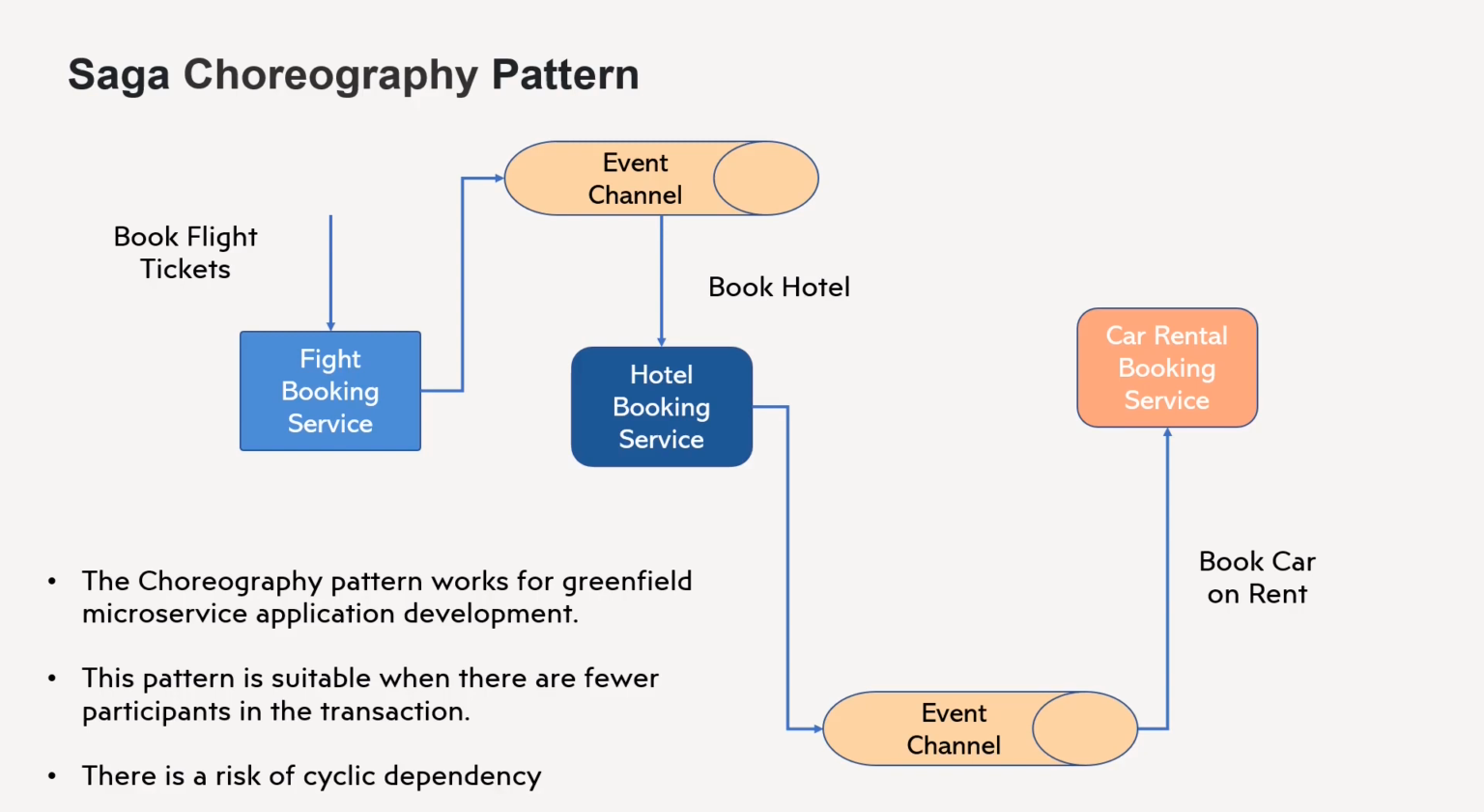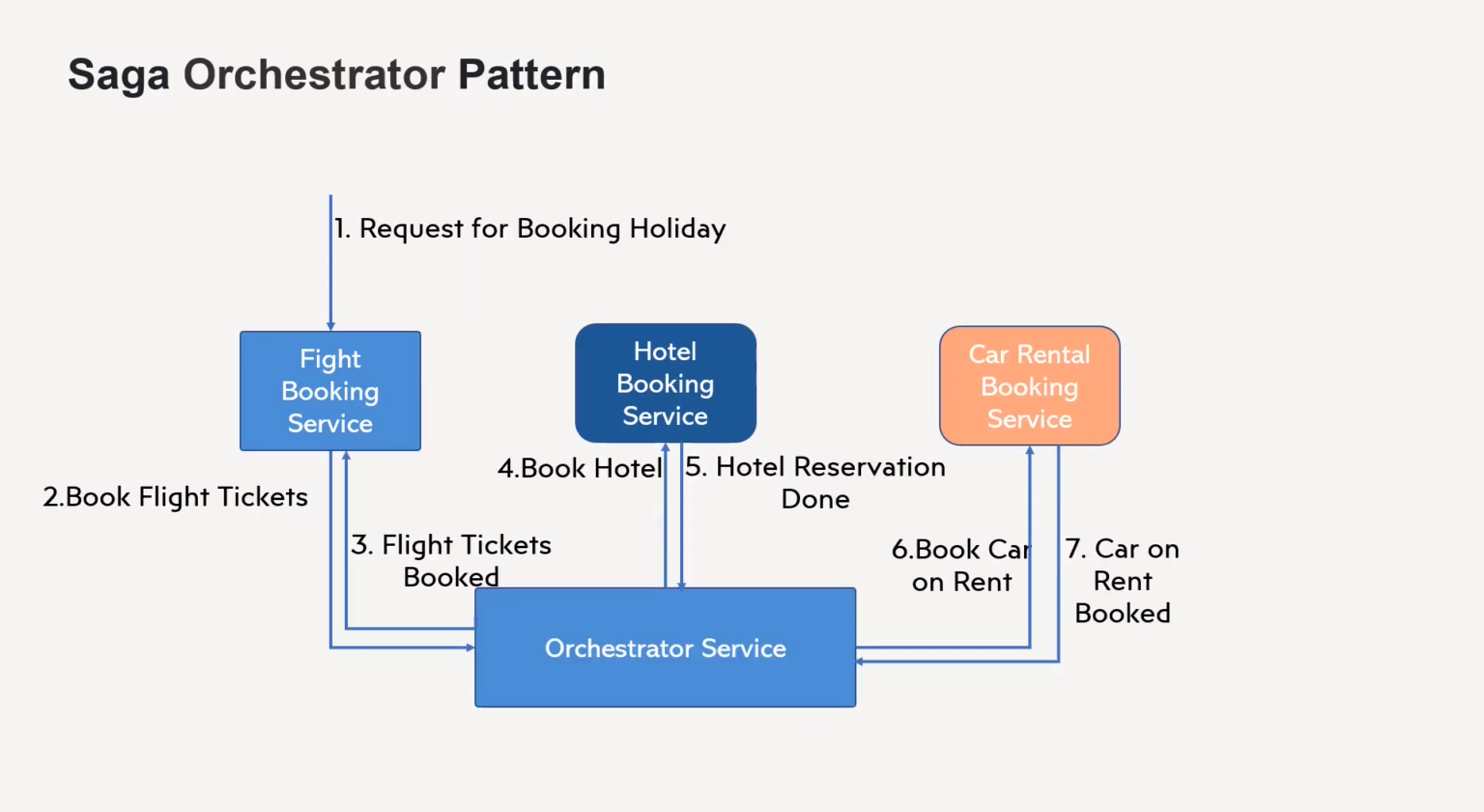Also, suppose one service needs something from another service, in that case there's a chance of having a cyclic dependency. If that happens, it will be very disastrous, because that service will keep waiting for another service, and that service which is doing something is also waiting for another service. So basically all are waiting for each other, so there might be a delay in the performance of this saga pattern. Next, we have the saga orchestrator pattern.